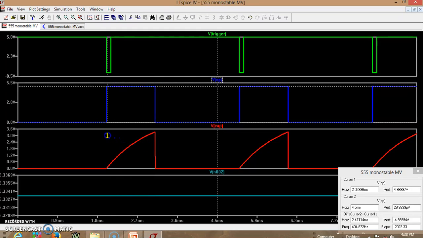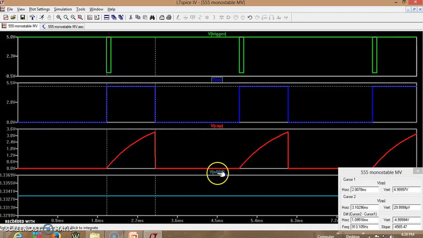Now this is the one edge of the pulse. So let me move this to the other edge. Now I can see this is the difference. Horizontal difference is actually the time difference. The difference between the two cursors is 1.09, which is close to 1.1 millisecond.